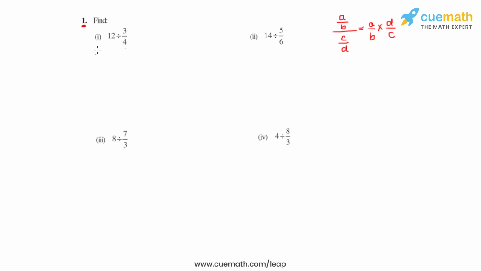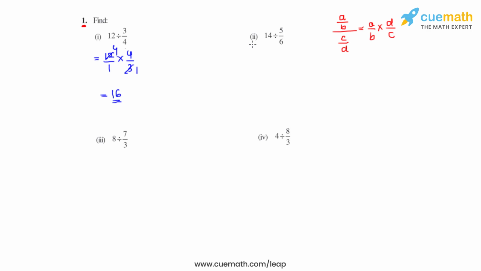The first bit that we have is 12 divided by 3 over 4. So 12 can be written as 12 over 1 as a fraction. Put a multiplication sign and then we flip the second fraction. So 3 over 4 becomes 4 over 3. So 3 ones are 3, 3 fours are 12. We get the answer as 16.